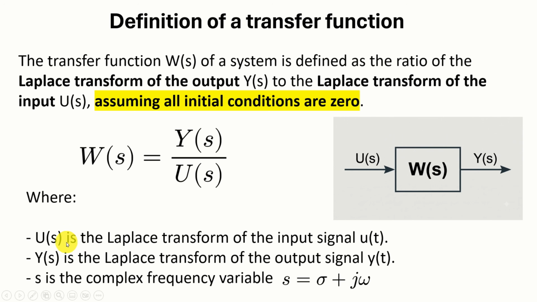In this definition, U of s is the Laplace transform of the time domain input signal U of t, Y of s is the Laplace transform of the time domain output signal Y of t, and s is the complex frequency variable. A very important thing to keep in mind over here is the transfer function is derived under the assumption that all initial conditions are set to 0. That is, the transfer function does not capture initial conditions. Always keep in mind this thing.